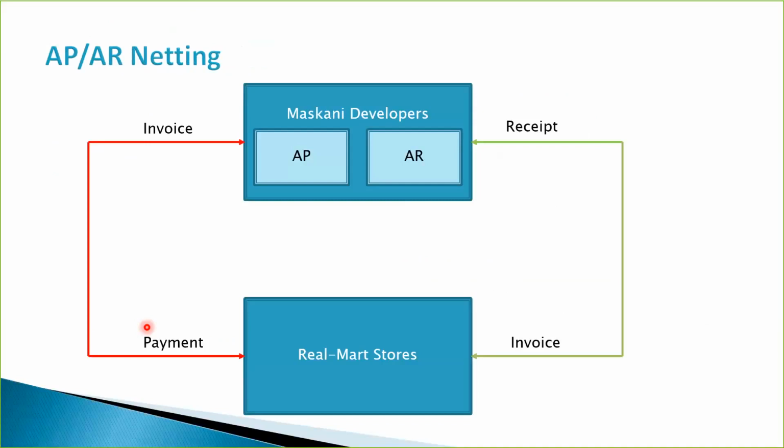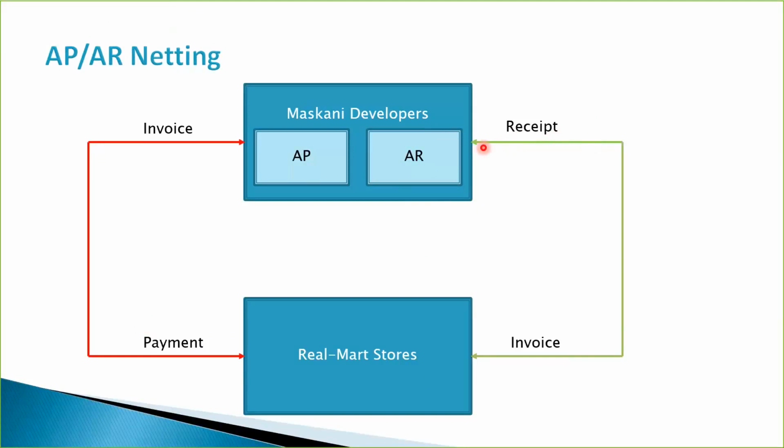So what happens on the AR side, in the normal day-to-day transactions, is that we create transactions in AR when we sell services or goods to Realmat Stores. We send them an invoice, which is the transaction we create in AR, and they pay us, right? What is called a receipt, which we apply to our transaction.